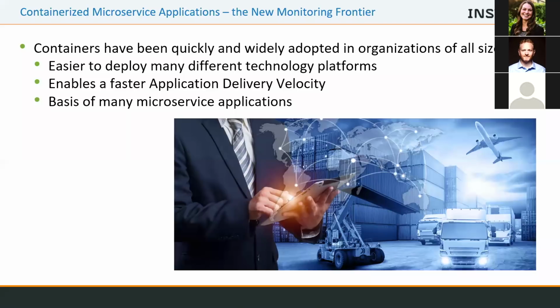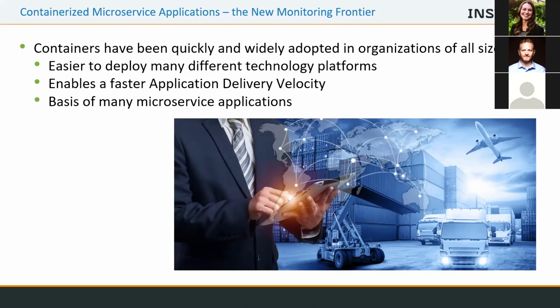One is they're easier to deploy on all the different technology platforms that people might deploy. They enable a faster velocity on application delivery because they enable every single developer to run their favorite and best specific platforms that they need for their services that they're responsible for. So containers really help us enable this fully distributed development team where every developer is operating on their own as well as part of the broader team.